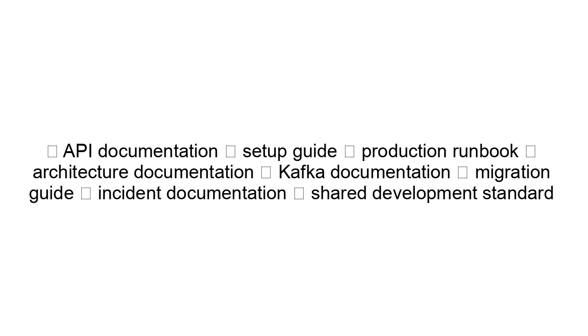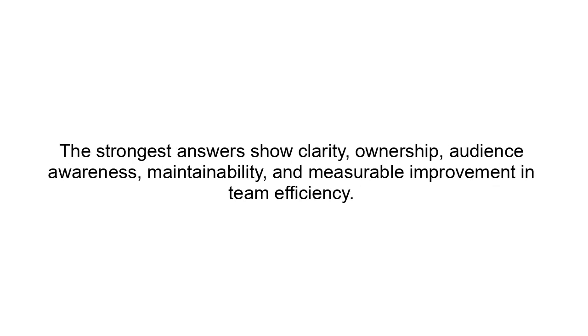Good examples include API documentation, setup guide, production runbook, architecture documentation, Kafka documentation, migration guide, incident documentation, and shared development standard. The strongest answers show clarity, ownership, audience awareness, maintainability, and measurable improvement in team efficiency.